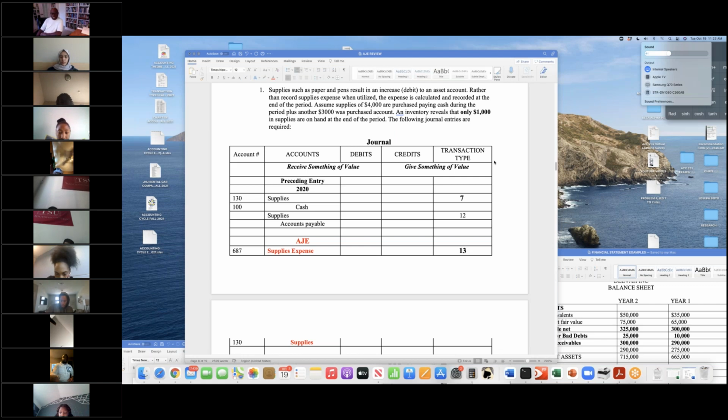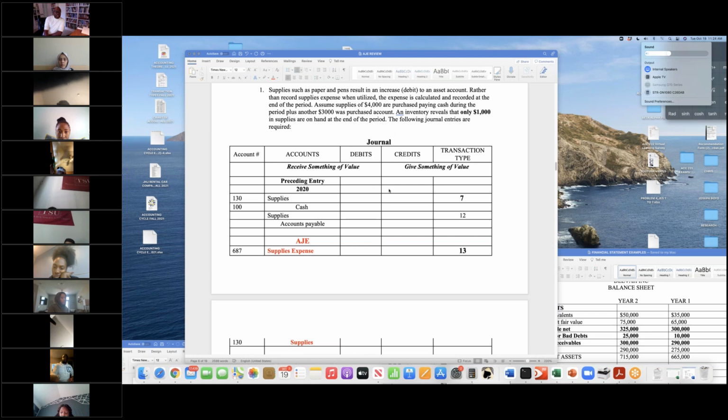So hopefully you've gone to course content, pulled this up, and you're working on this insert, okay? And remember, everybody's got to be able to do this one also. You've got to be able to do unearned revenue, and you've got to be able to do supplies. And you all have been making those first two entries since day one. So it should not be anything strange.